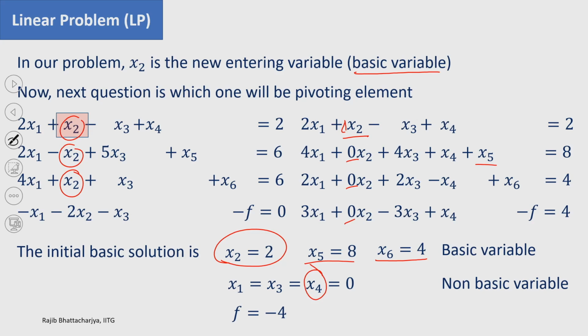So, you are getting some improvement. What improvement you are getting? f equal to -4, and earlier the value of f was 0, that means your objective function has improved. So, you have got an improved solution. Okay.